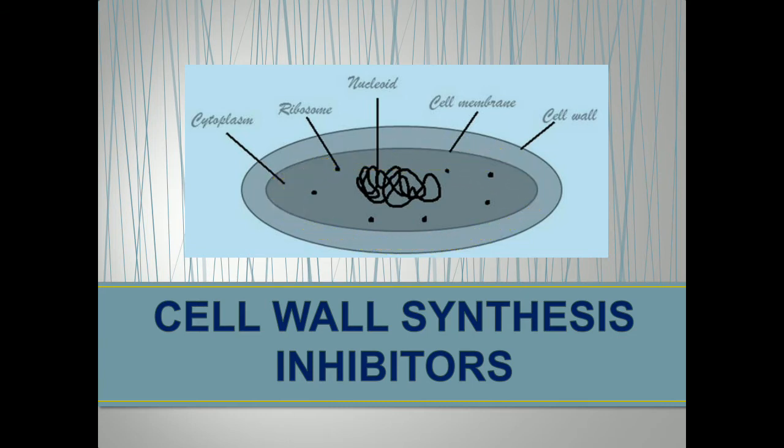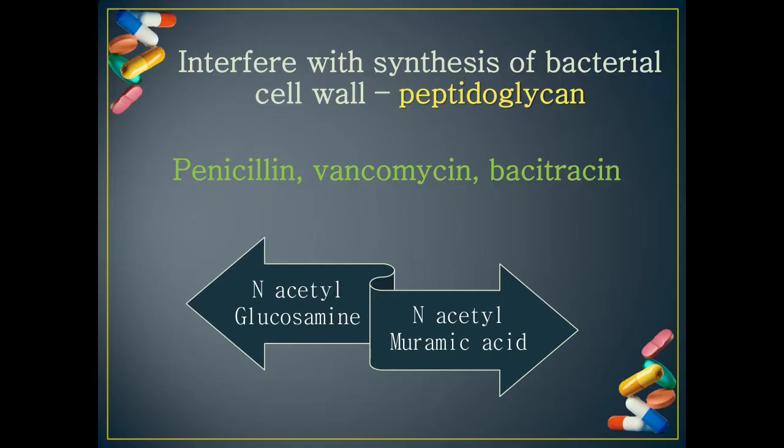Now these NAG/NAM precursors are synthesized inside the cytoplasm. They have to move through the cell membrane and reach the outer part of the cell wall where the new cell wall has to be synthesized. Now the antibiotic bacitracin blocks the transport of these precursors outside the membrane. So even though the precursors are formed, they are not able to get transported across the membrane, due to which the new cell wall cannot be synthesized.